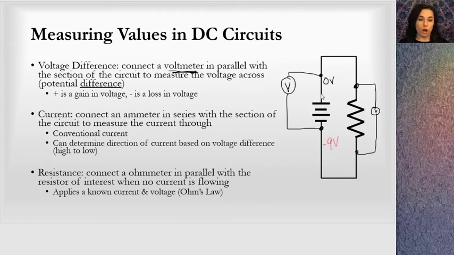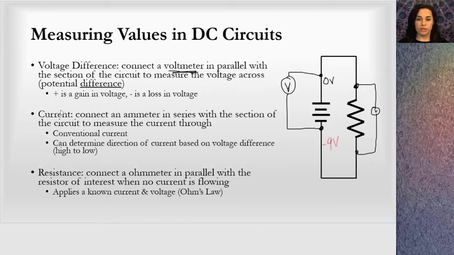So this is a loss in voltage. So you still get a 9-volt gain. Notice you still get a 9-volt gain over that battery when you move in the direction of the current. So that's how you would interpret a negative sign in a circuit.